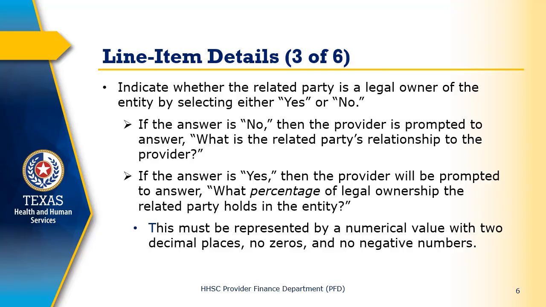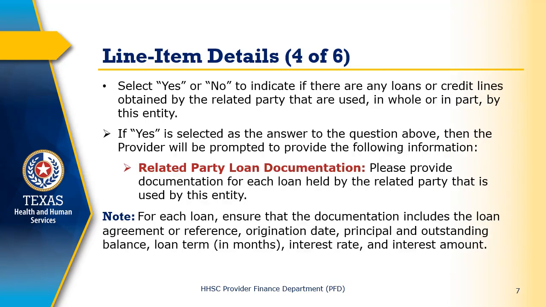Next, the provider must indicate whether the related party is a legal owner of the entity by selecting either yes or no. If the answer is no, then the provider is prompted to answer, what is the related party's relationship to the provider? If the answer is yes, then the provider will be prompted to answer what percentage of legal ownership the related party holds in the entity.